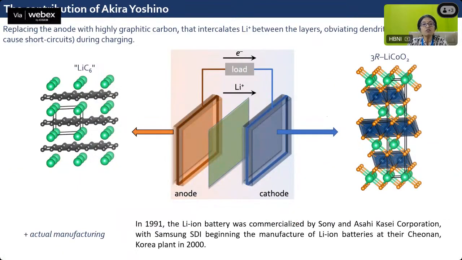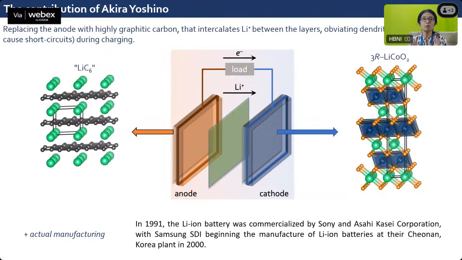Whereas the contribution of Akira was that he changed the anode. The moment he replaced the lithium anode with highly graphitic carbon, showing that graphite has the capability of intercalating lithium ions in between its layers, that was actually the master stroke, because that stopped the problem of lithium whiskers or lithium dendrite formation, and it gave safety to lithium-ion batteries.